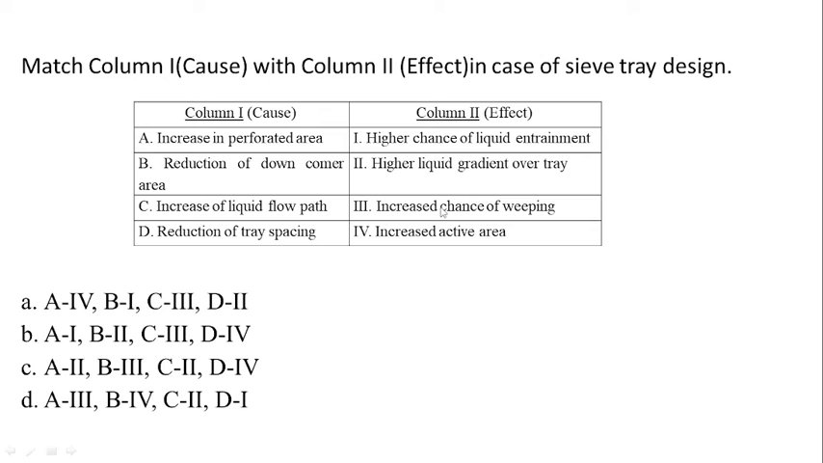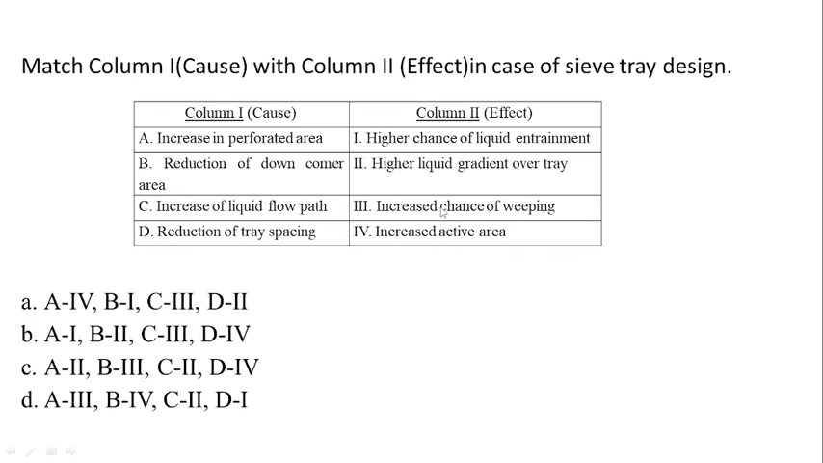With increase in the perforated area, the vapor velocity will decrease and liquid weeping through the perforation will decrease. So A is 3. Next one is if the downcomer area is reduced, the active area for vapor liquid contacting will increase. So B is 4. Then the next one is if the liquid flow length increases, then hydraulic gradient will be higher. So C is 2 and D is 1.